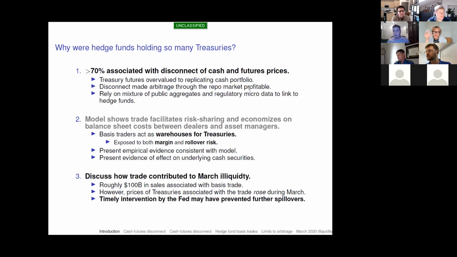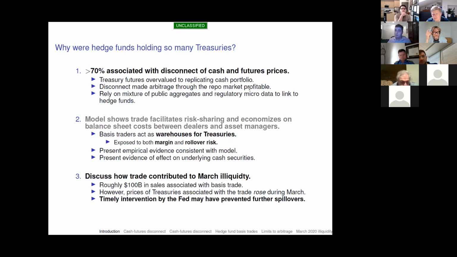Now, crucially, hedge funds can't be perfect warehouses in this trade because they face two risks that prevent it from being pure arbitrage. In particular, the trade is exposed to margin risk on the short futures position, as well as rollover risk on the repo borrowing. And what happened in March is that both of those risks materialized. And we find that roughly $100 billion of hedge fund sales occurred associated with the basis trade, so roughly half of the total sales amongst hedge funds. And what we're going to do near the end of the presentation is talk a little bit about the consequences of that for broader Treasury market functioning.